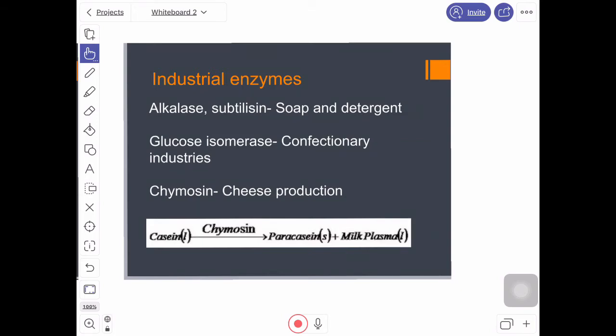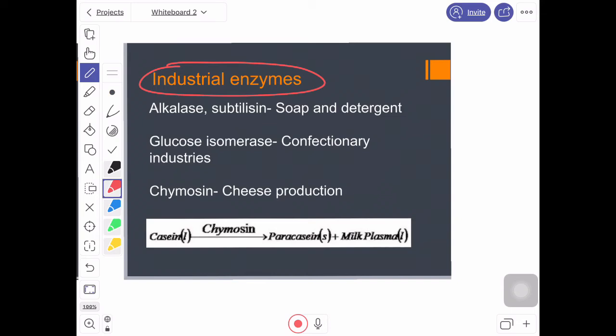Next category is industrial enzymes. See, there are a lot of enzymes which are used in industries. First one is alkylases, and another one is subtilisin. We had a discussion on subtilisin already, which is a laundry enzyme. Alkylase is also another enzyme. These two are used in soap and detergent industries. And another one is glucose isomerase, which is used by confectionery. Confectionery matlab bakeries.